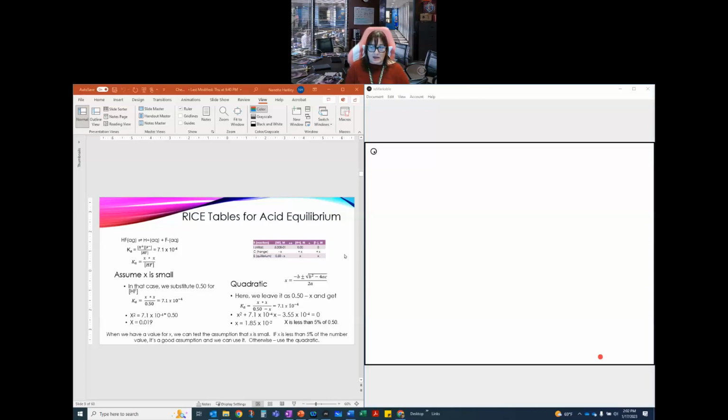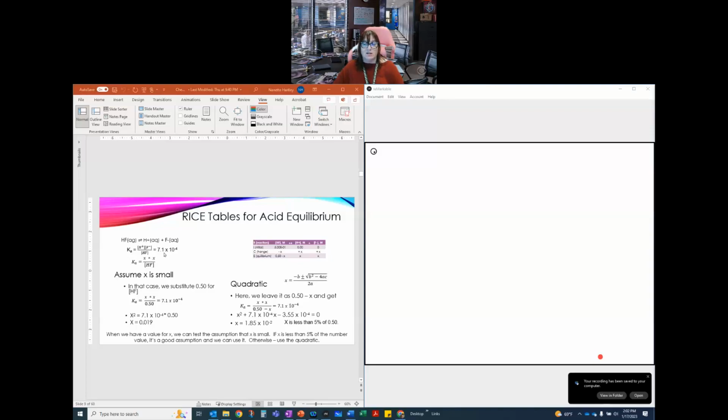We have a Ka, we call it a Ka because it's an acid dissociation constant. It's products over reactants, just like it always has been. We can set that up and use these tables to help us determine what those concentrations are. So in this example, I have HF going to H plus and F minus. Ka equals H plus times F minus over HF, and that has a value of 7.1 times 10 to the minus fourth.